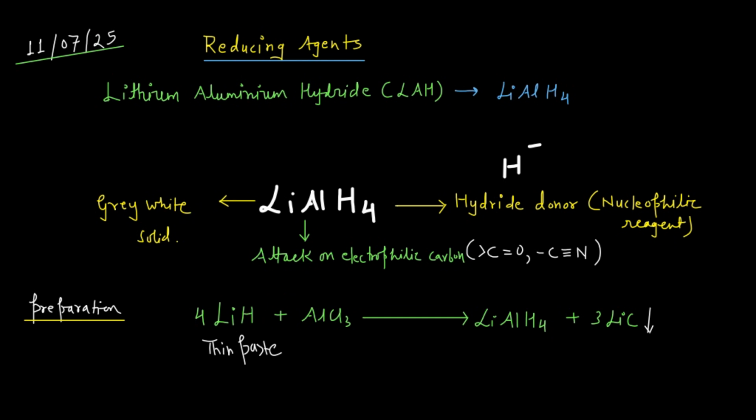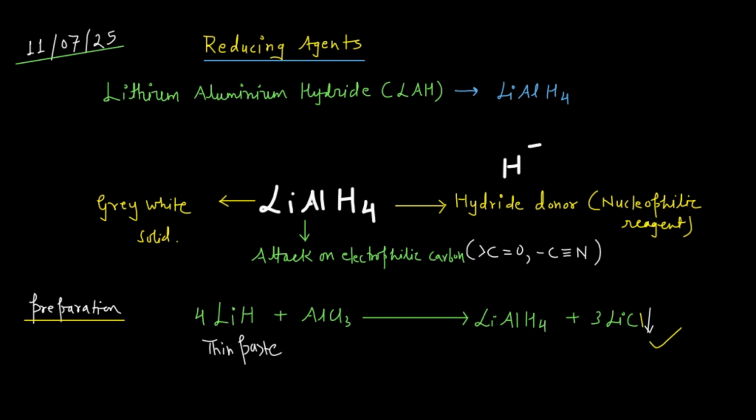We cannot add the aluminium chloride in excess. When you add aluminium chloride in excess to the lithium hydride, then lithium aluminium hydride will not be the product. The product will be something else. So this is how you can prepare it. This is your lithium aluminium hydride, and this is your lithium chloride. It is not carbon, I'm sorry, this is lithium chloride, which is the precipitate.